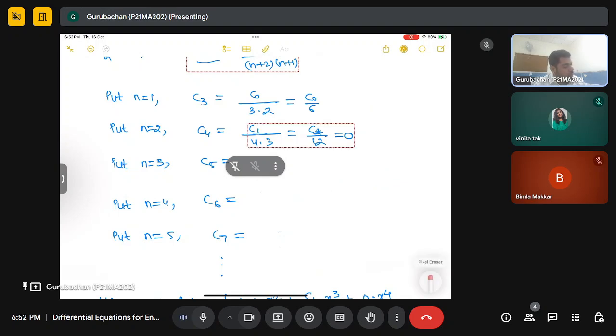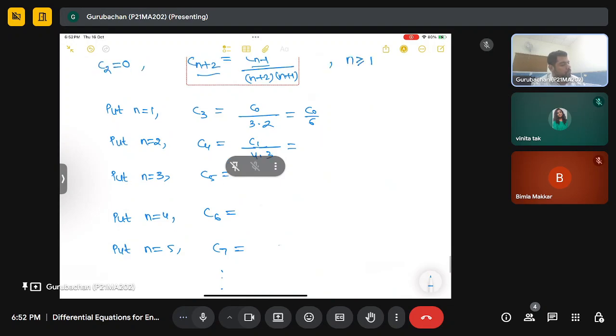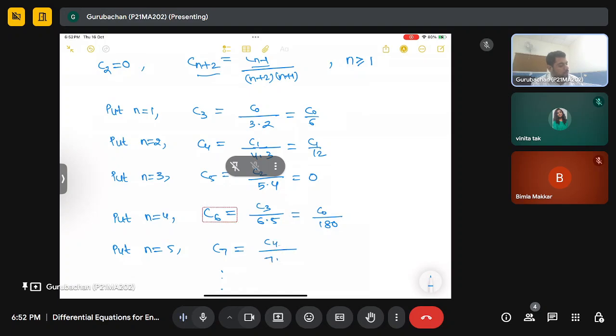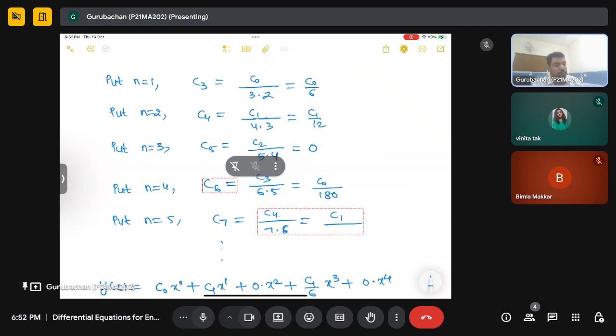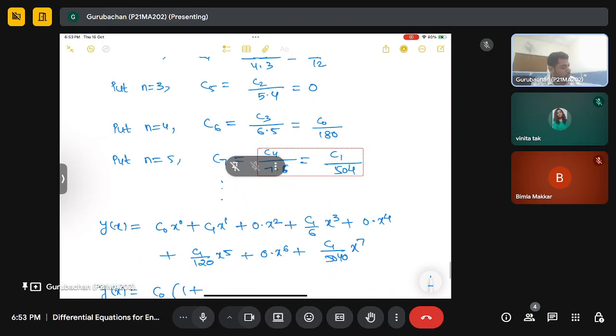So this will be c1 divided by 12. c5 is c2 divided by 5 into 4, which will be 0. c6 is c3 divided by 6 into 5, that is c naught divided by 180, and c7 is c4 divided by 7 into 6, that will be c1 divided by 7 into 12 into 6, which is 504.